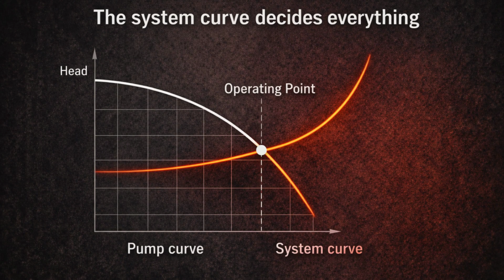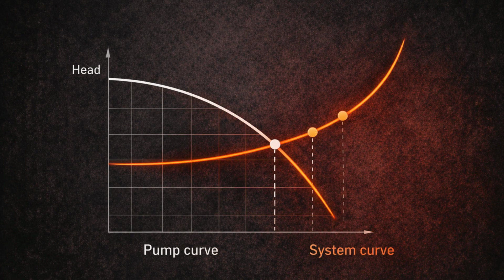The system curve represents everything the pump is working against: pipe friction, elevation, valves, and flow resistance. The actual operating point is where the pump curve and the system curve intersect. That intersection decides the real flow and pressure. And here's the critical part. The pump curve stays the same, but the system curve keeps changing.